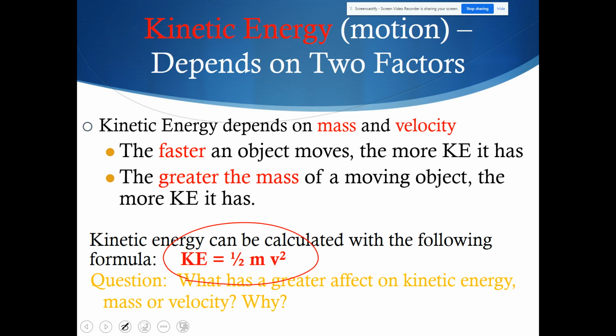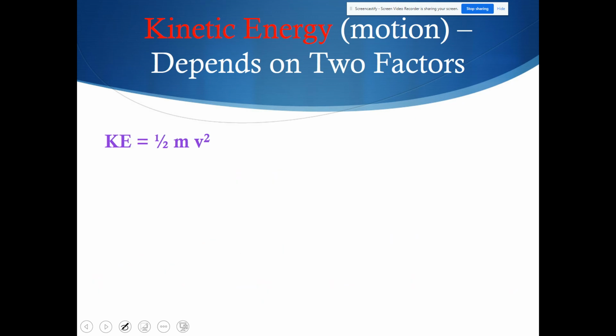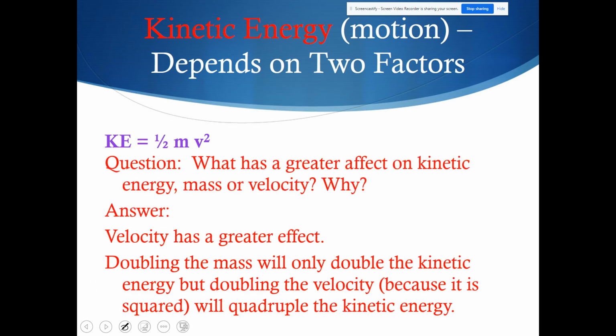The question is, what has the greater effect on kinetic energy, mass or velocity, and why? By analyzing the formula, it's very easy to see what the answer is. Definitely, the velocity has a bigger effect on the kinetic energy. If you increase the mass by a factor of 2, it would only increase the kinetic energy by a factor of 2, as opposed to the velocity. If you increase that by a factor of 2, that would quadruple the kinetic energy. So velocity has a much bigger effect on the kinetic energy when you change it.